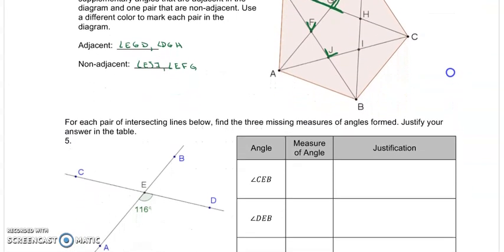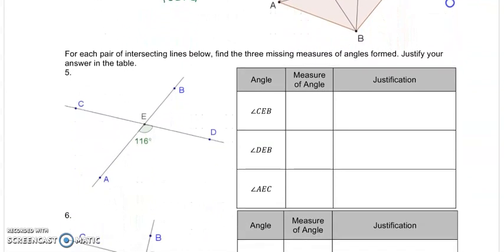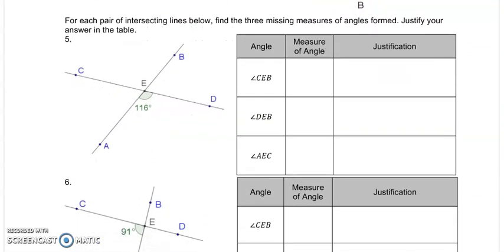Okay, so let's see how this will help us when we're trying to solve problems. It's very, very handy if we have unknown angles. So our next problem says, for each pair of intersecting lines below, find the 3 missing angles formed, and justify your answers in the table. These are not drawn to scale, so pulling out your protractor here is not an option. We're going to actually use what we know about vertical and supplementary angles to help us out.